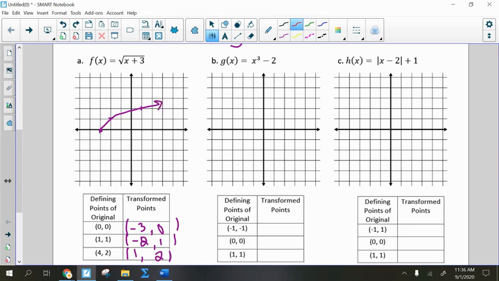If you prefer, and I know some of the honors algebra teachers do this, you can start with the original defining points. So 0, 0, 1, 1, 4, 2 like this. Graph it, and then graph the translation moved to the left. Okay, so that's totally fine, just as long as you can show the teacher who's grading your work which is the final answer. So there's the final answer.